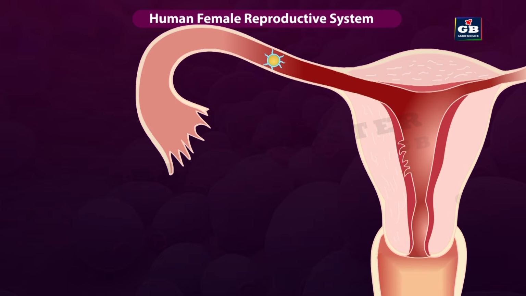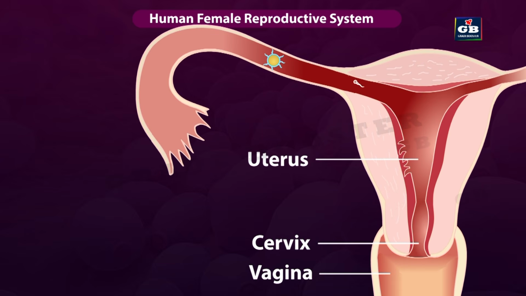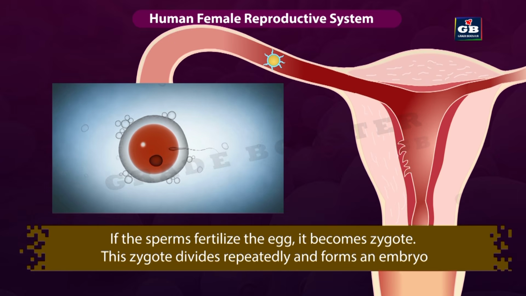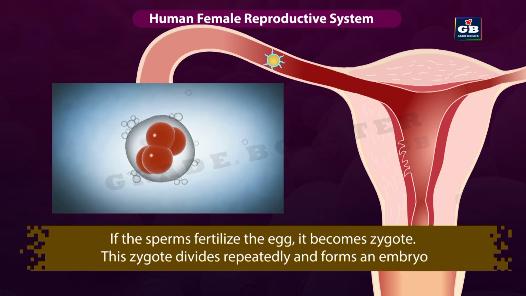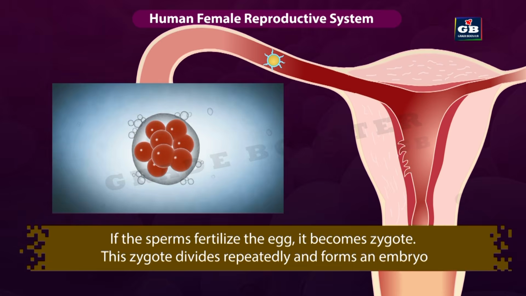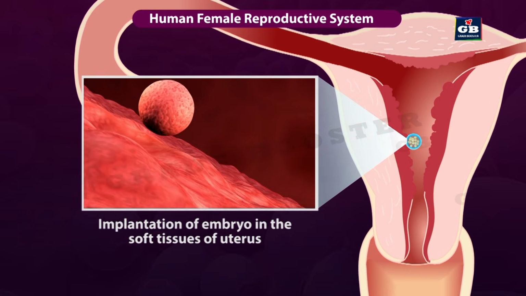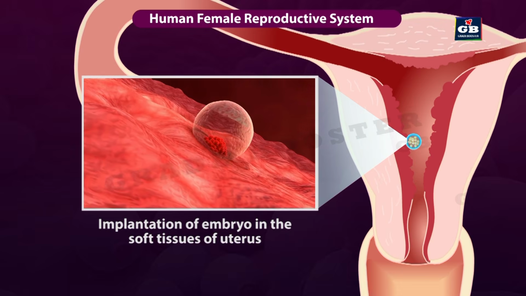The sperms deposited by the male in the vagina during sexual intercourse travel through the cervix and uterus and reach the egg present in the fallopian tubule. If the sperms fertilize the egg, it becomes a zygote. This zygote divides repeatedly and forms an embryo. This embryo moves towards the uterus and gets implanted in the wall of the uterus.